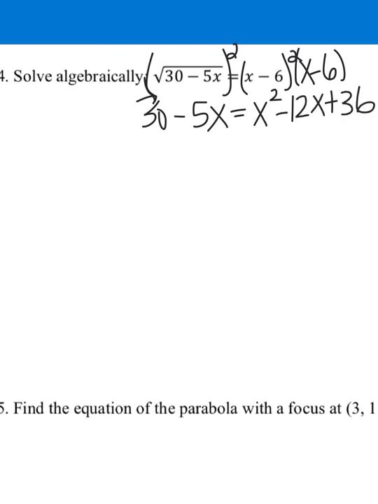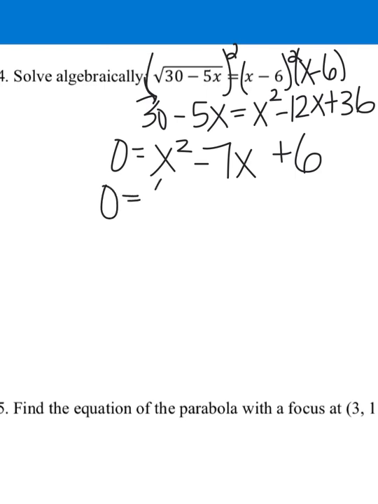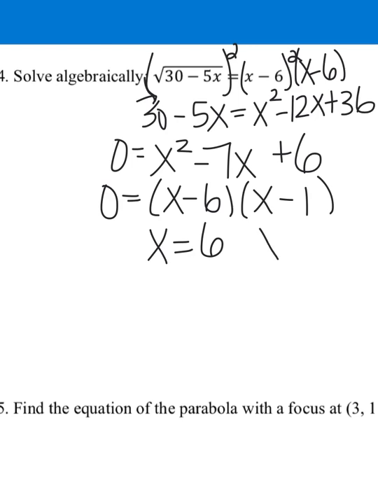So this is your regular quadratic. You're going to set it equal to 0. 0 equals, that'll be x squared. When you add the 5, you get negative 7. Subtract the 30, you get plus 6. And then you can go ahead and do master product, or you can do quadratic formula, or you could do completing the square. If you factor it, your factors would be x minus 6 times x minus 1 when you're done with master product, which gives you x equals 6 and x equals 1.